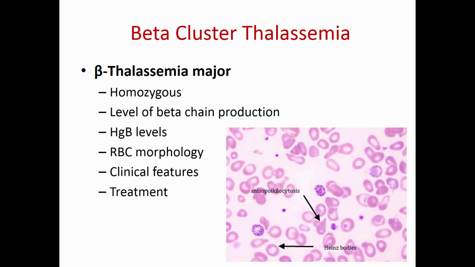And hypochromic, microcytic. The MCV is going to be really low. You're talking about below 65. You're going to be between 50 and 65. So it's going to be really significantly different.